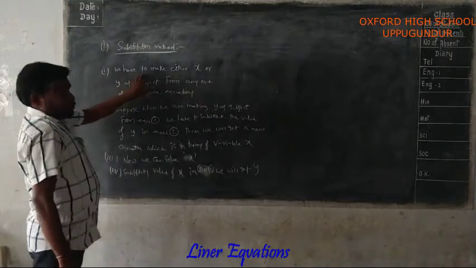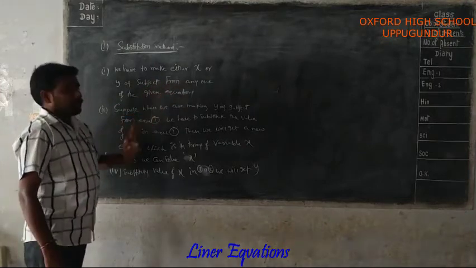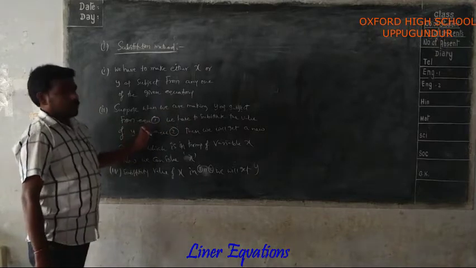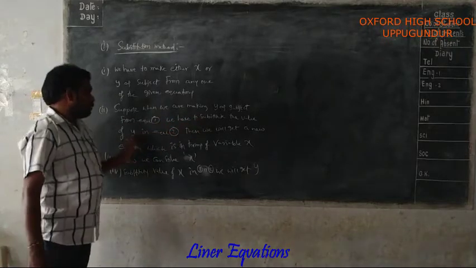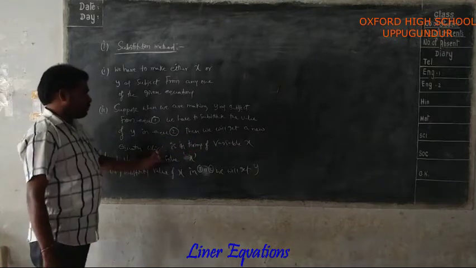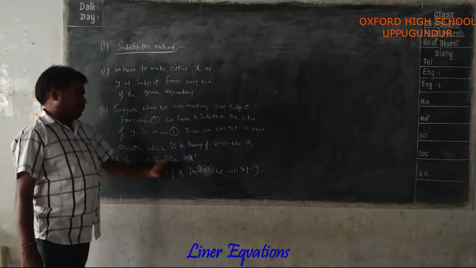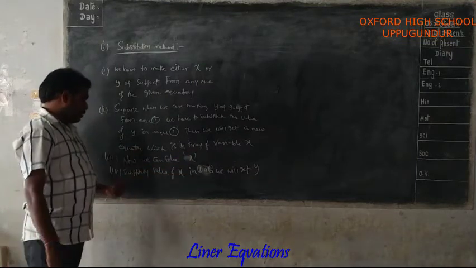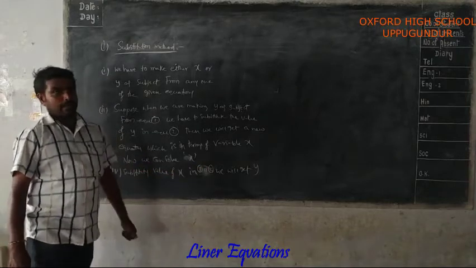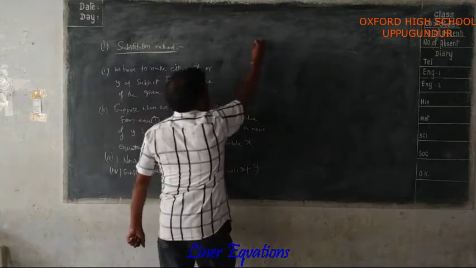So first we have to make either x or y as subject from any one of the given equations. Suppose we are making y as subject from equation 1, we have to substitute the value of y in equation 2. Then we will get a new equation which is in terms of variable x. Now we have to solve that equation for x. Substituting the value of x in equation 1 or 2, we will get y. Now we will discuss this using an example.